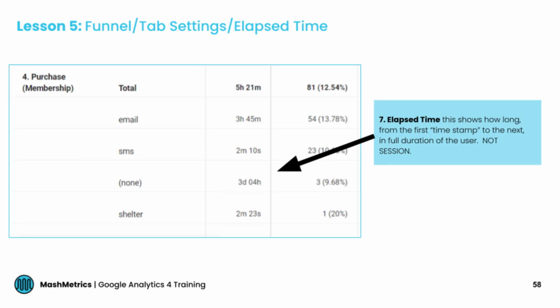Next, we have the Show Elapsed Time option. As you would expect, this shows how long from the first timestamp to the next for the full duration of the user. Again, these are not session reports, but user reports. You will notice in this screenshot that this spans from minutes to hours to days. Once again, we see the shift from session to user journey in these reports.